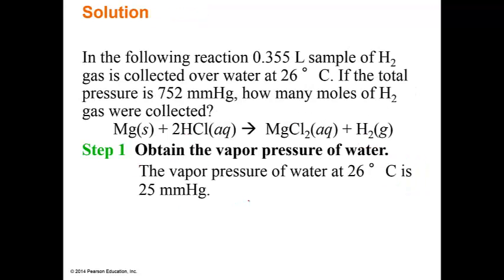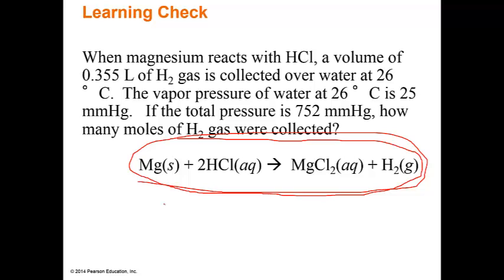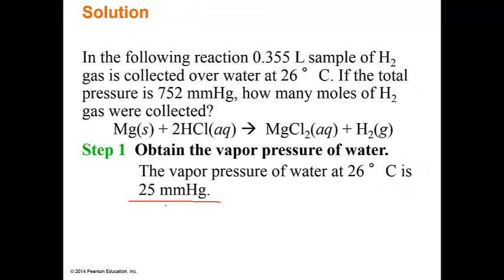Okay, so first step, obtain the vapor pressure of water. The vapor pressure of water at 26 degrees Celsius is 25 millimeters of mercury. How do we know this? Well, it was given to us, right? See it right up there? Yep, so we know this. It's a constant, and you can actually obtain this data from different data tables.